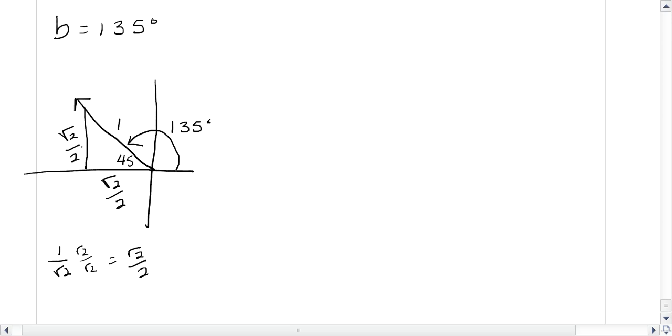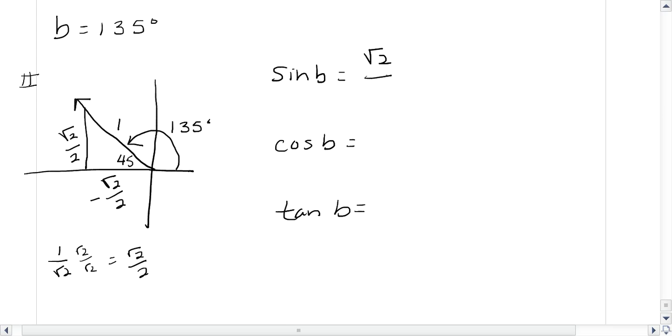Pause a moment, look at what quadrant you're in, and decide if the x is positive or negative, and likewise with the y. We're in quadrant 2, so the x is negative and the y is positive. Now I'm ready to do the 3 trig ratios. Sine is opposite over hypotenuse, so I have square root 2 over 2 over 1, which is just square root 2 over 2. Cosine is adjacent over 1, and tangent is opposite over adjacent.